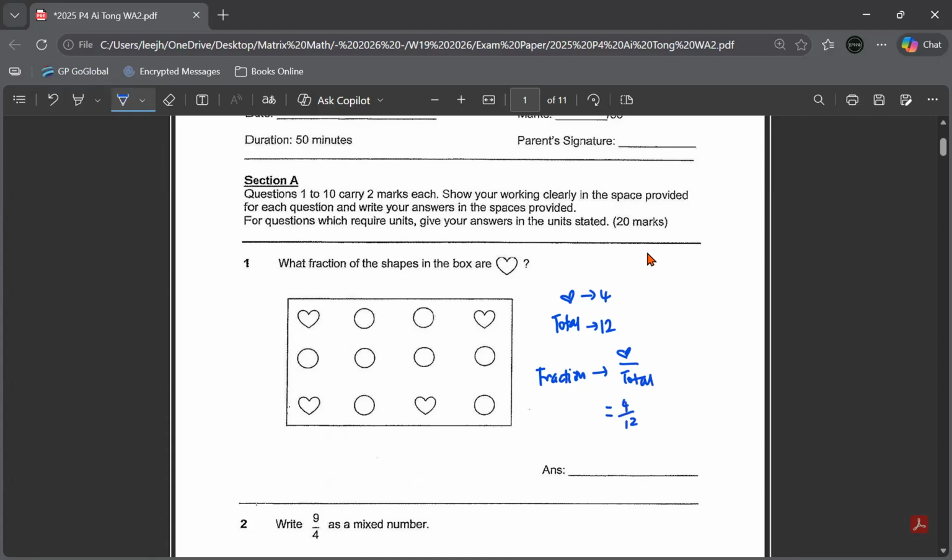But always remember, this fraction, you have to always simplify it. Even when they never say it, you still have to simplify. So 4/12, you can divide by 4. This is also divided by 4. Your answer will be 1/3. So you just write down your final answer in the blank.